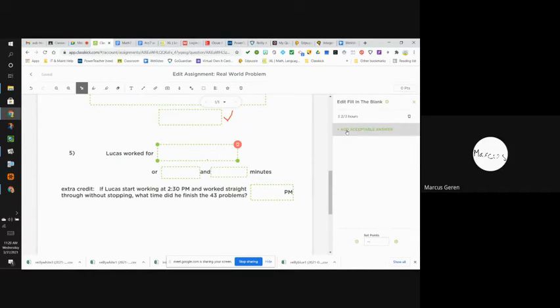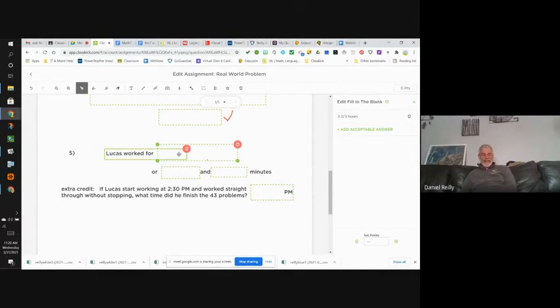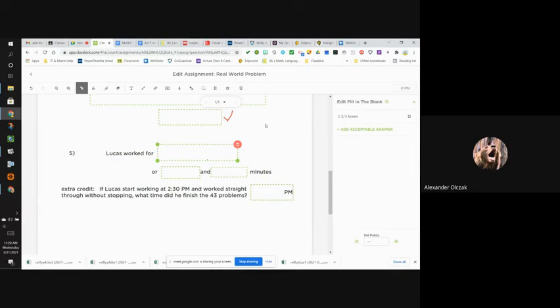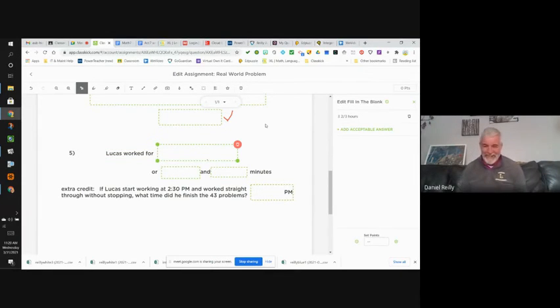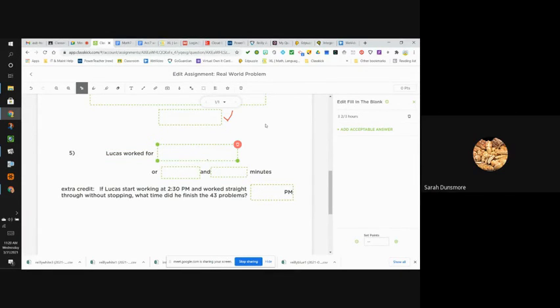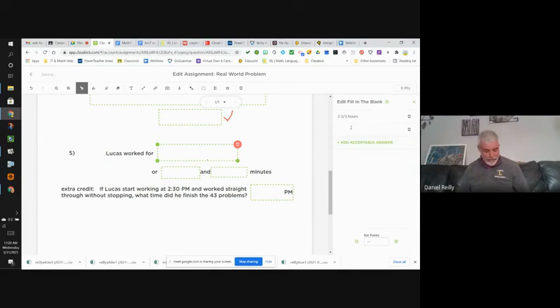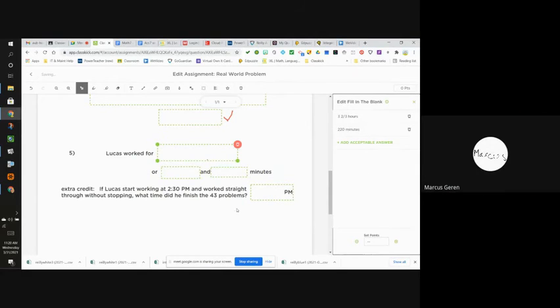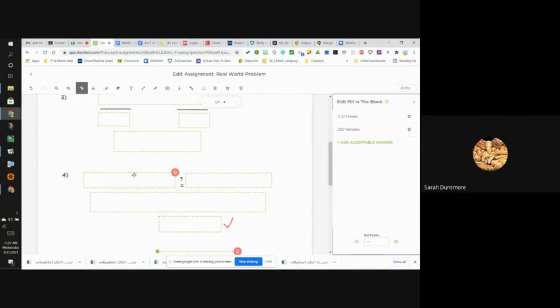What about the text box on number 4? 220 minutes. What? You did it in minutes? Yeah, because you wouldn't say you worked for 220 minutes. I know, but 6:10 is when he would finish. It's correct, I'll give you that one. What does the first text box on number 4 say? It's 6:10, the hour that he finished.